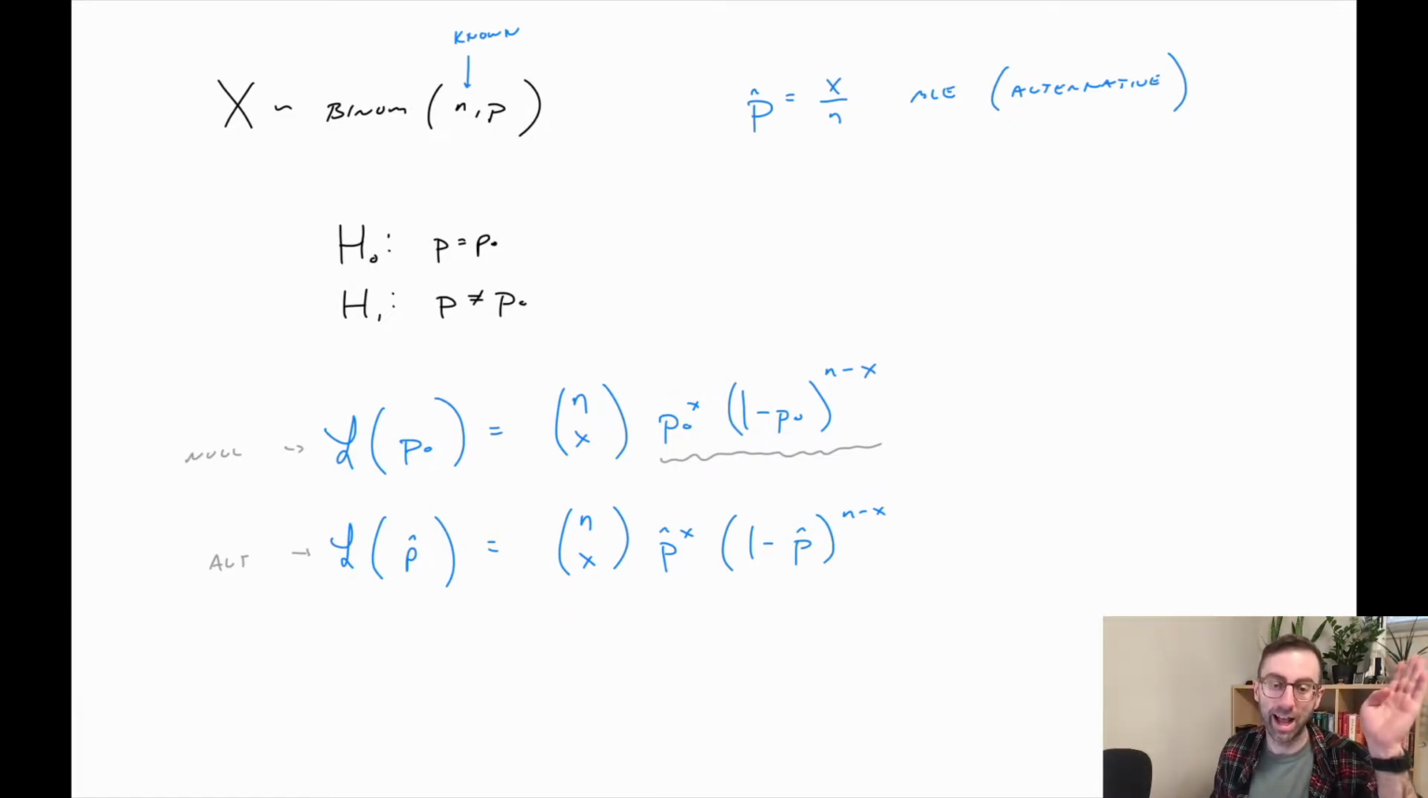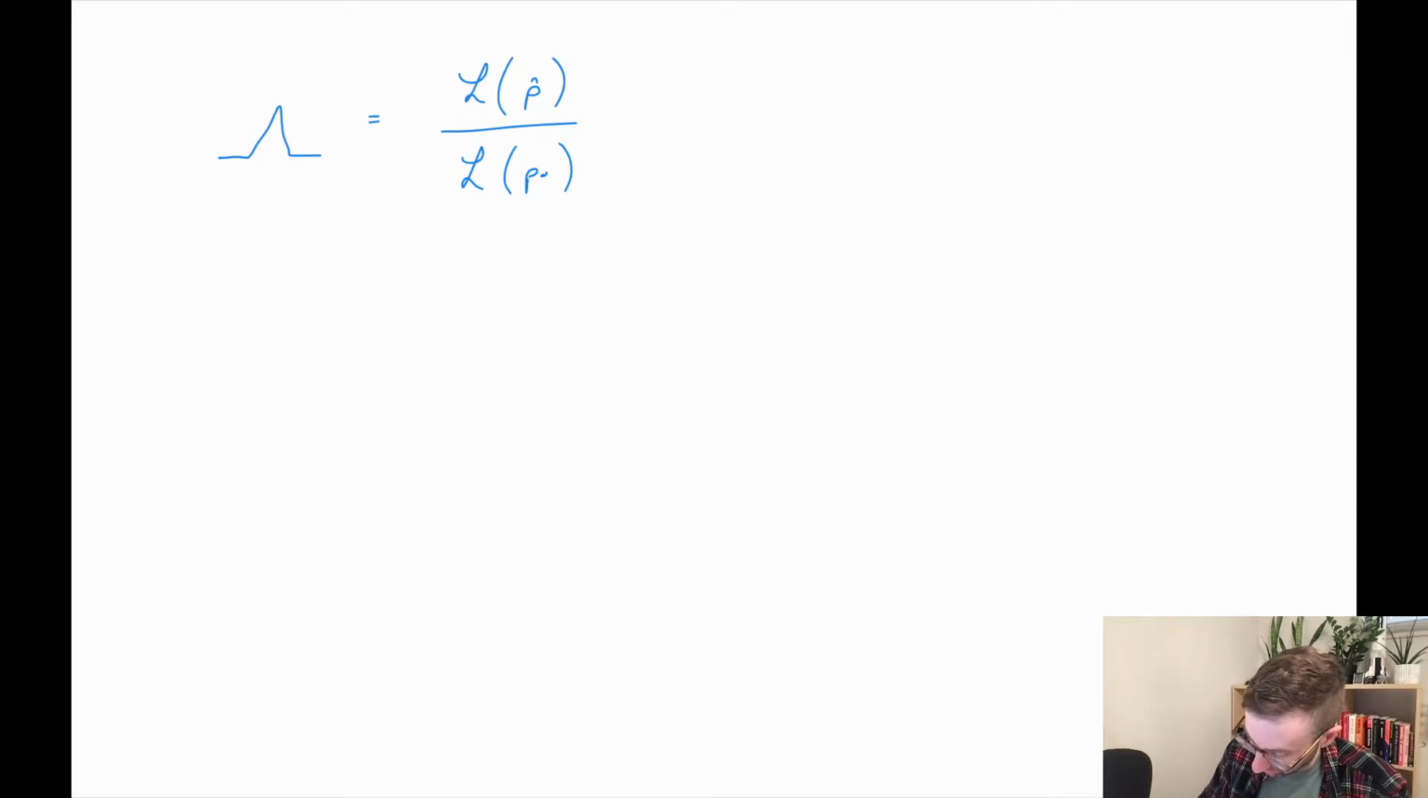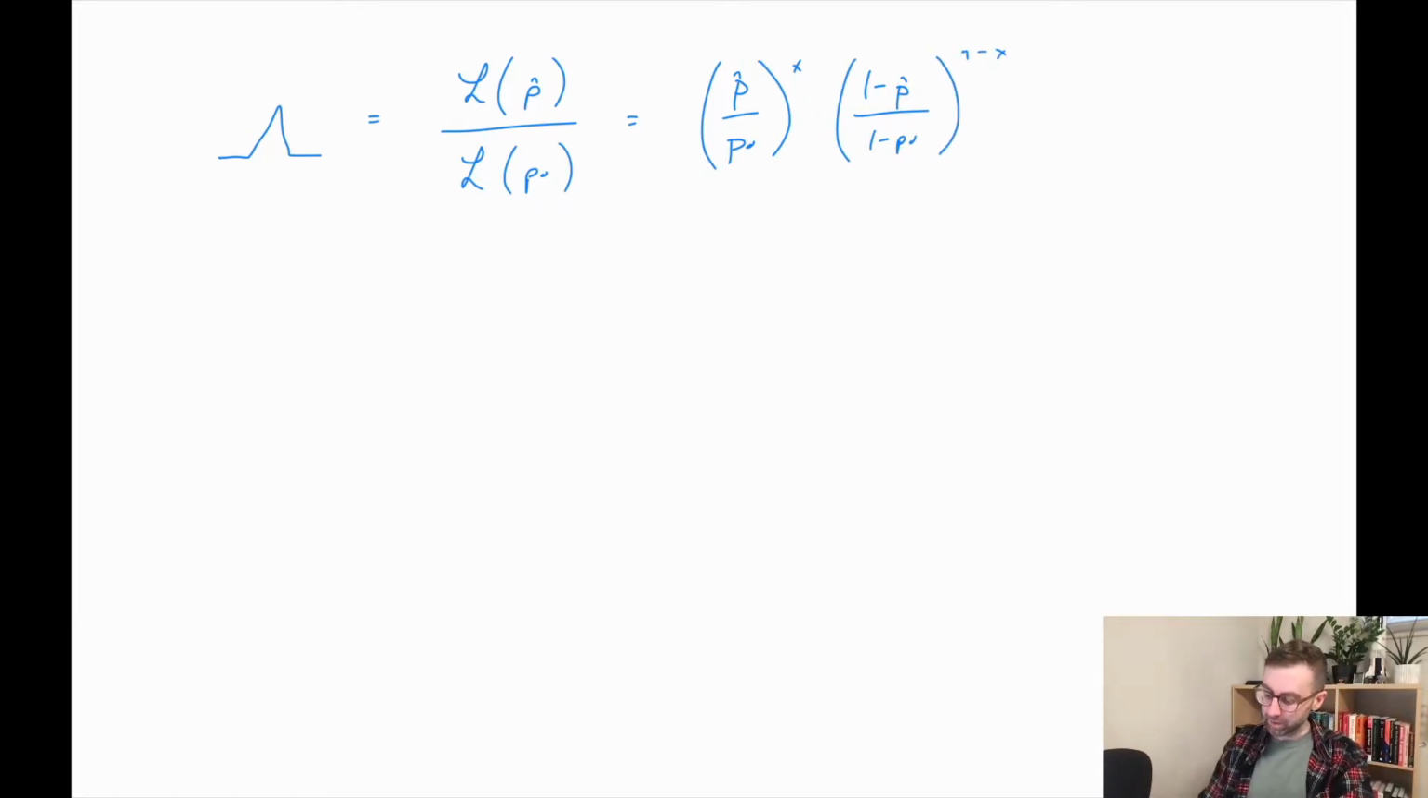So you'll notice that n choose x will go away, and that's why it doesn't matter if you do Bernoulli or binomial in this case. In doing this and a little bit of algebra, I would group it together like this: this to the x, and then 1 minus p hat over 1 minus p0, all to the n minus x. Okay, so now, importantly, we would reject the null when this thing is large.